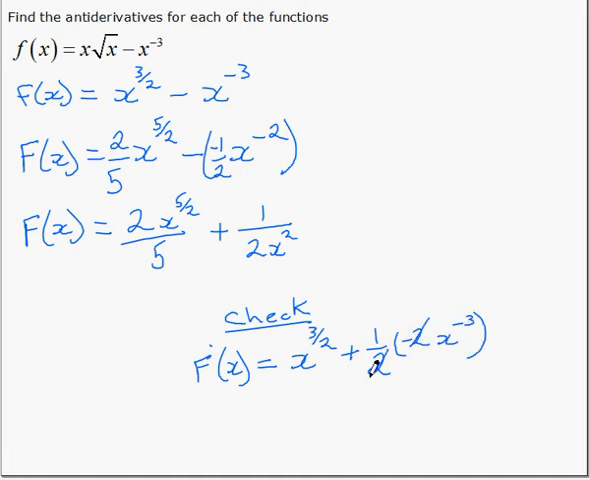So the 2 and the 2 cancel, and the derivative of capital F of x is x to the 3 over 2 minus x to the minus 3, which is equivalent to the function we were asked about. So capital F of x is the antiderivative of lowercase f of x.